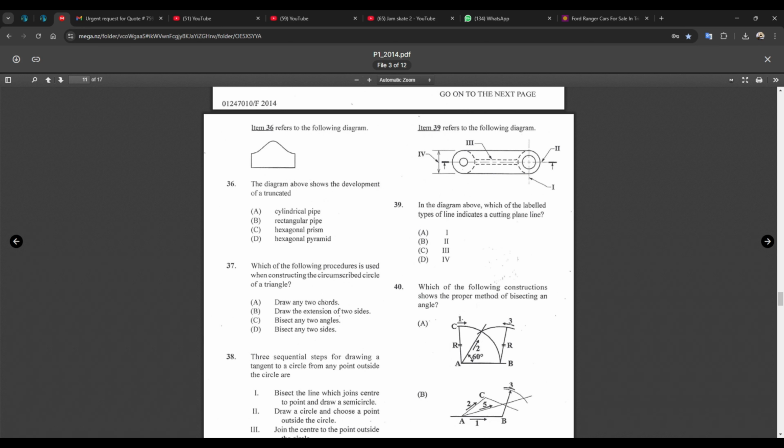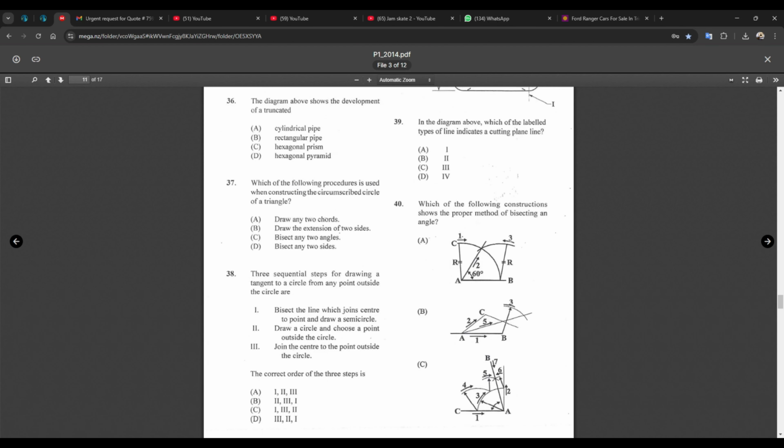36, A. Number 37, which of the following procedures is used when constructing the circumscribed circle of a triangle? Draw any two chords. Draw the extension of two sides. Bisect any two angles. Bisect any two sides. D, number 37, D. You have to bisect any two sides of the triangle.